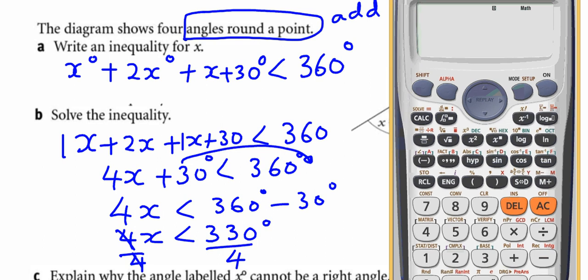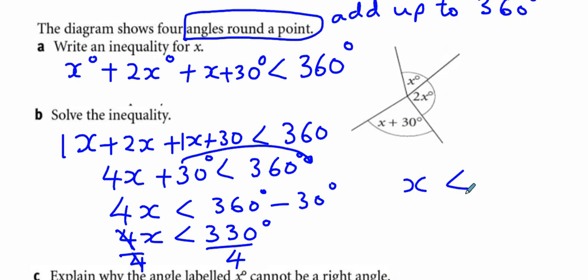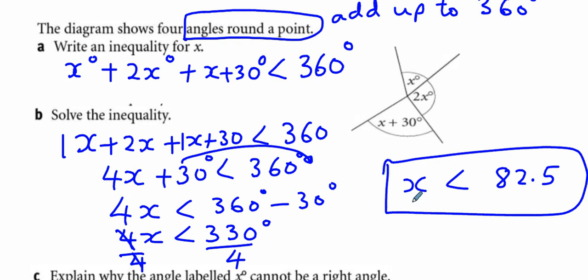Okay, so 330 divided by 4 will be equal to 82.5. So here we are talking about x being any number that is less than 82.5.